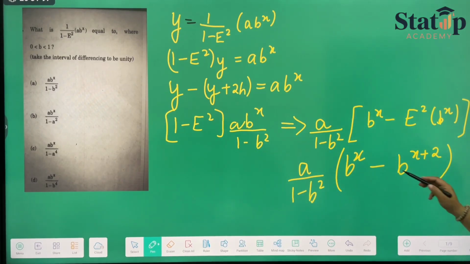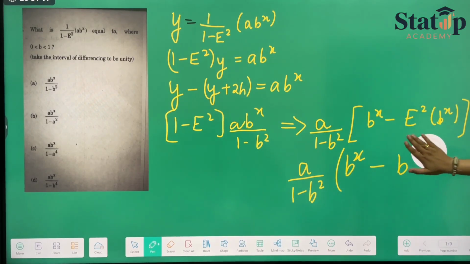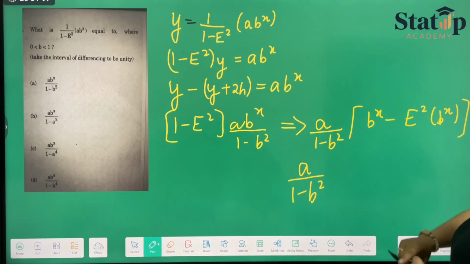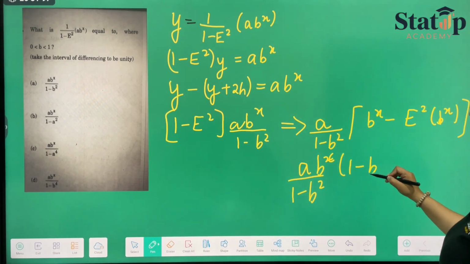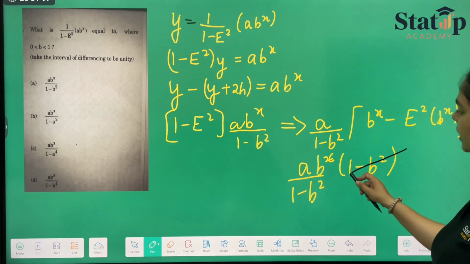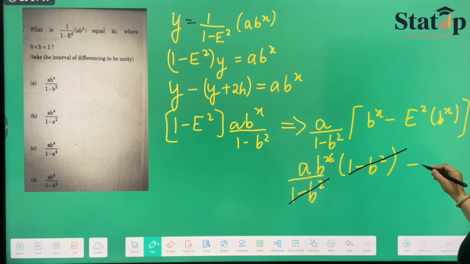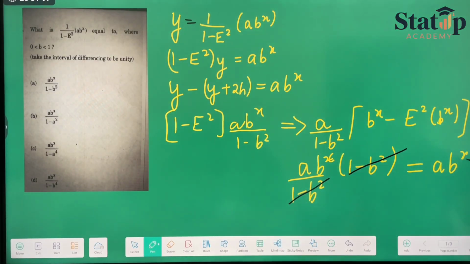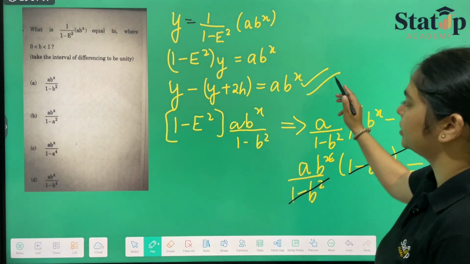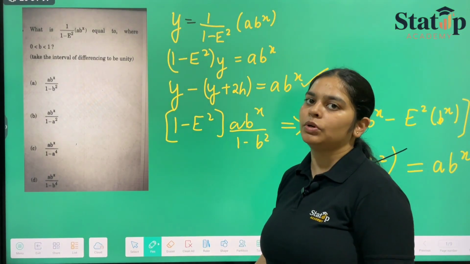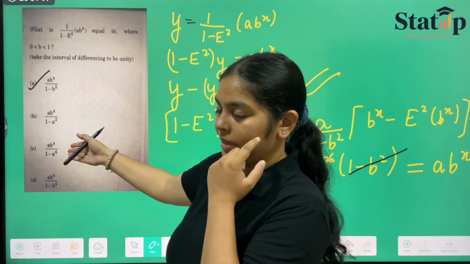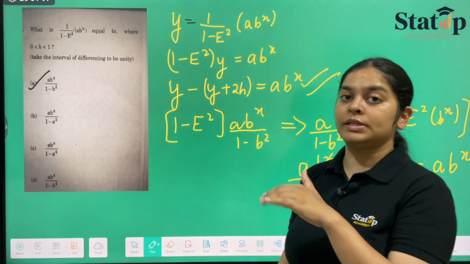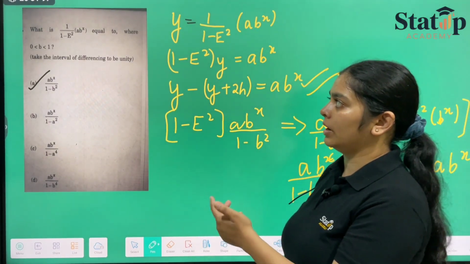Now from here we can take out common b raised to the power x, and we will be left with b raised to the power x (1 minus b square). Now this numerator and denominator will get cancelled, and we will be getting ab raised to the power x, which is our RHS. And hence option number A is the correct answer. By chance it came, it could have been B, C or D. So this you have to check by hit and trial.